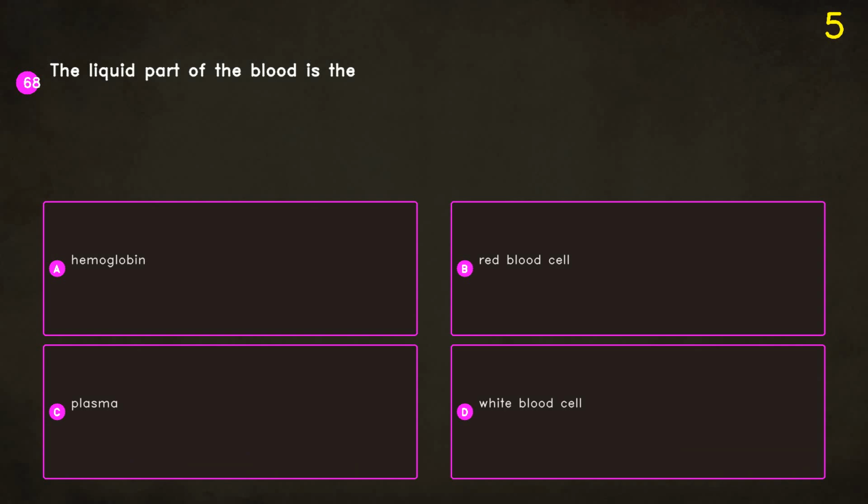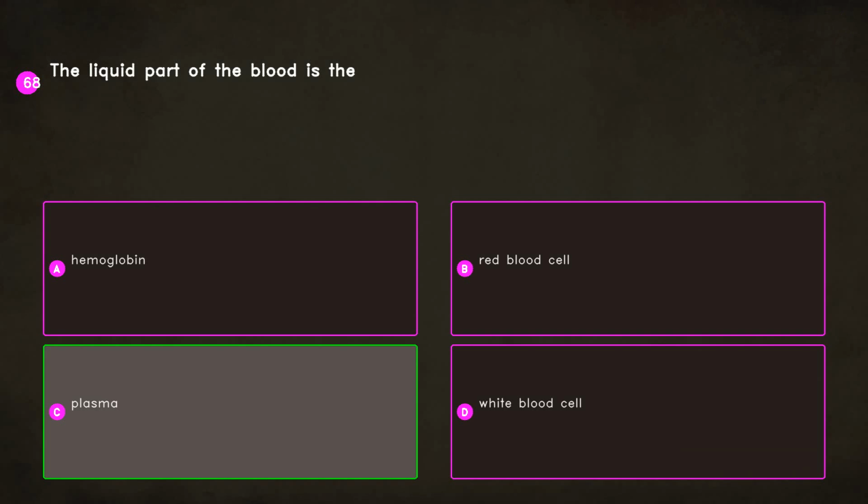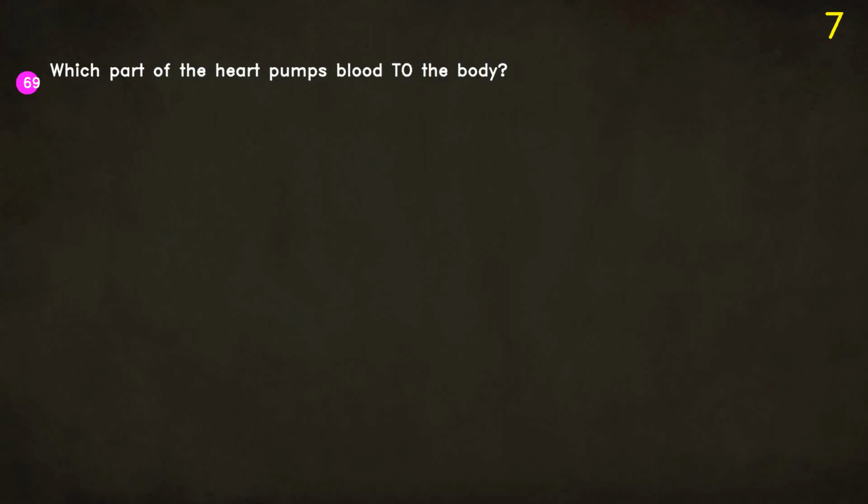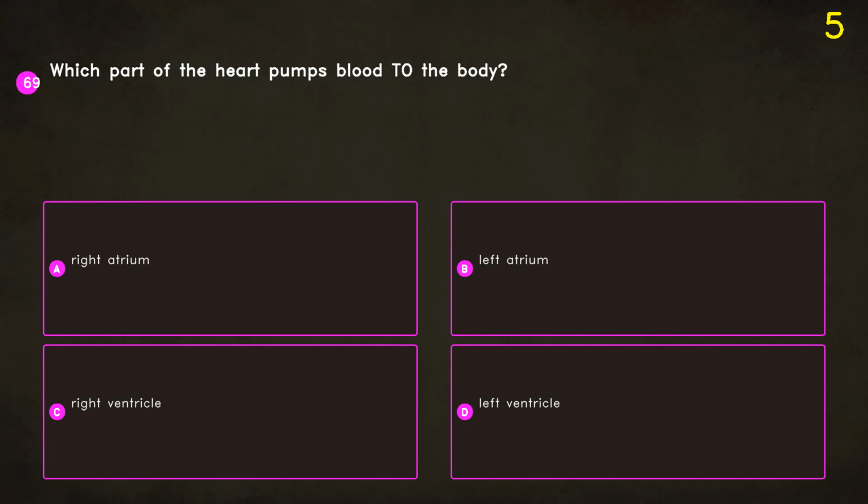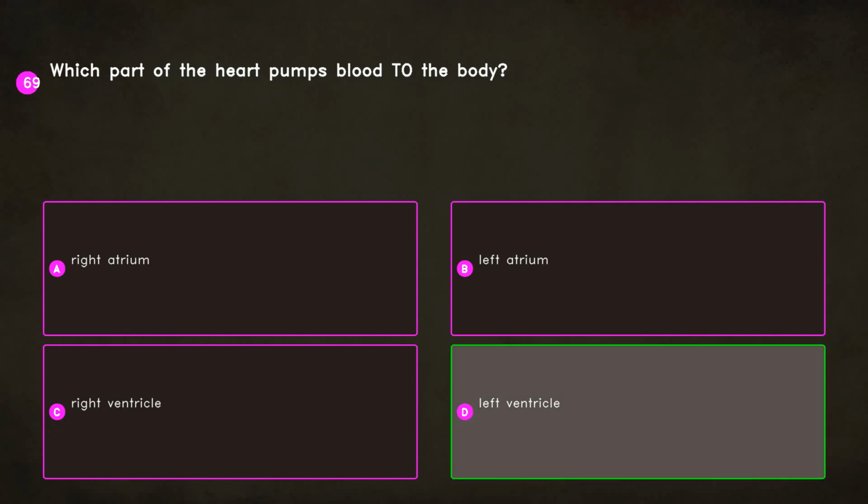Question 68. The liquid part of the blood is the: A. Hemoglobin. B. Red blood cell. C. Plasma. D. White blood cell. The correct answer is plasma. Question 69. Which part of the heart pumps blood to the body? A. Right atrium. B. Left atrium. C. Right ventricle. D. Left ventricle. The correct answer is left ventricle.